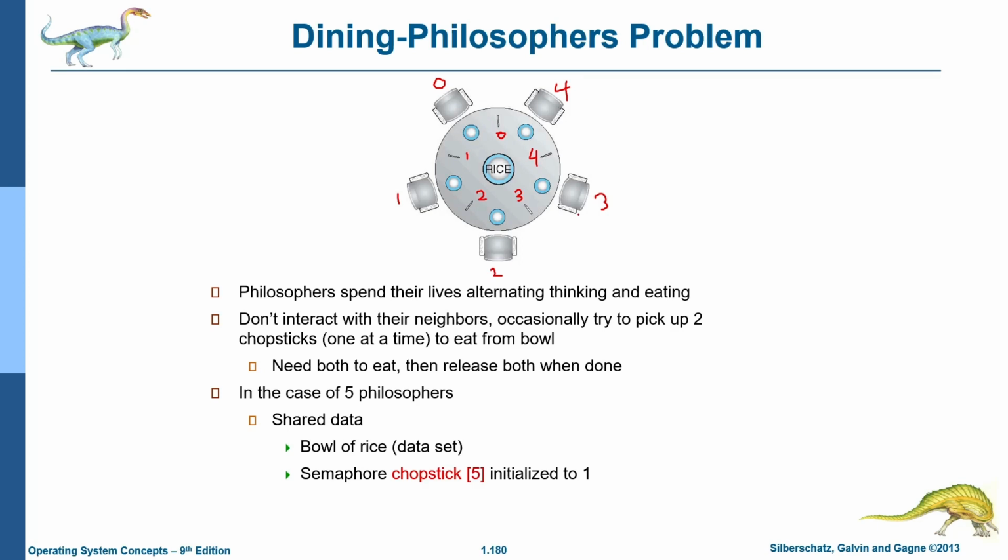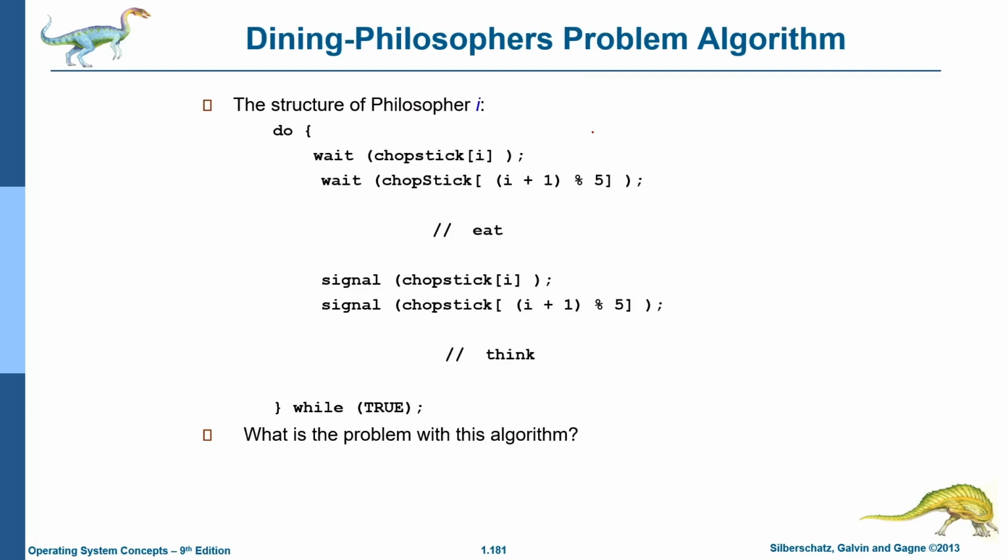So we have the bowl of rice as the data set and an array of semaphores. The chopstick is an array of 5 binary semaphores. All of the semaphores are initialized to 1. This semaphore basically means that if chopstick 0 equals 1, that means this chopstick is on the table. Similarly, if chopstick 4 equals 1, the 4th chopstick is on the table. If something is 0, that chopstick is in use by a philosopher. Okay, so with that understanding, let's figure out how we could solve this.